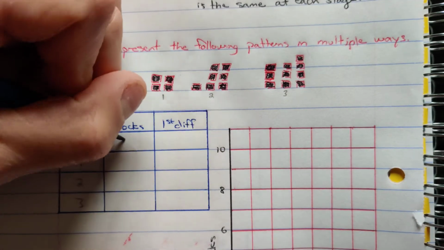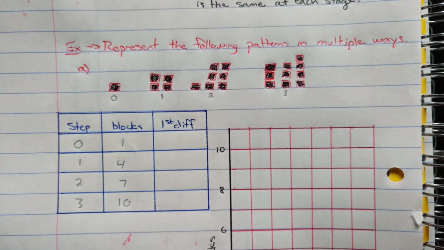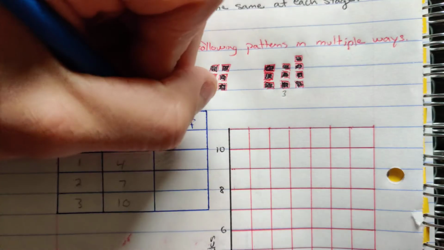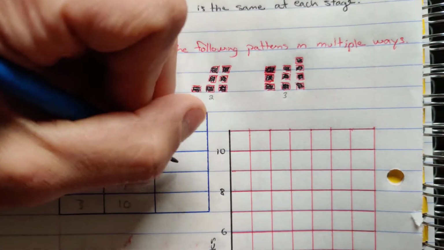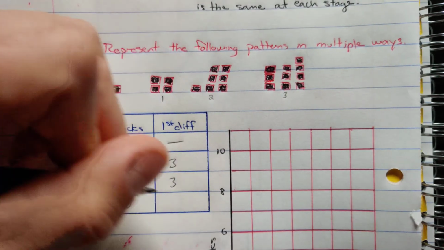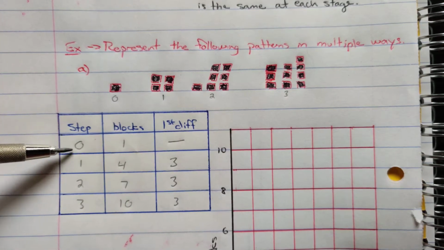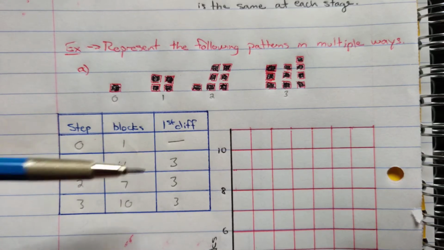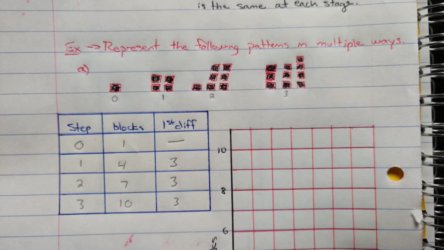Then we have our blocks: 1 block, 4 blocks, 7 blocks, and 10 blocks. And then we get our first differences. When we do our differences, we're taking this number and subtracting the previous one. So 4 minus 1 is 3, 7 minus 4 is 3, and 10 minus 7 is 3. That makes sense because our step pattern is going up by 1, and for every 1 we go up, we increase the number of blocks by 3. So our first differences relate to our rate of change.